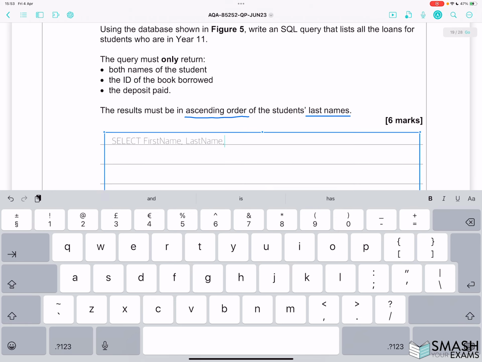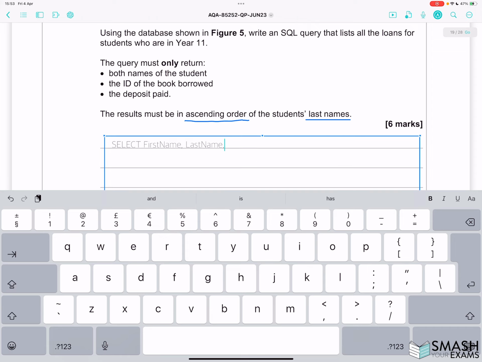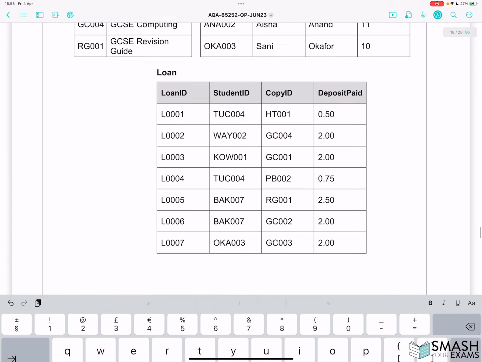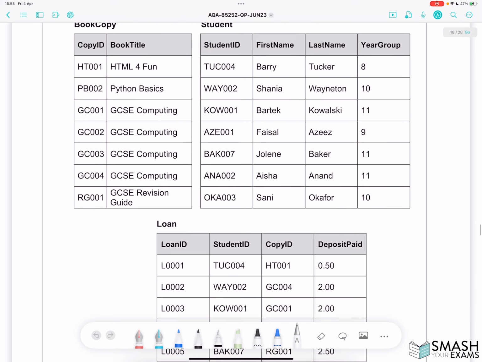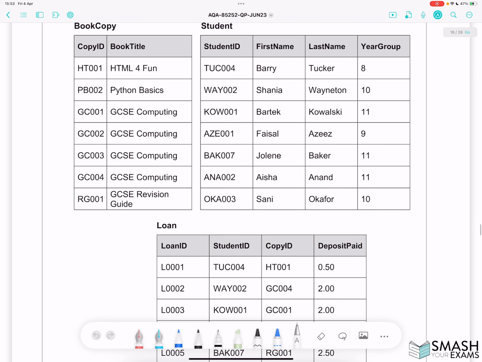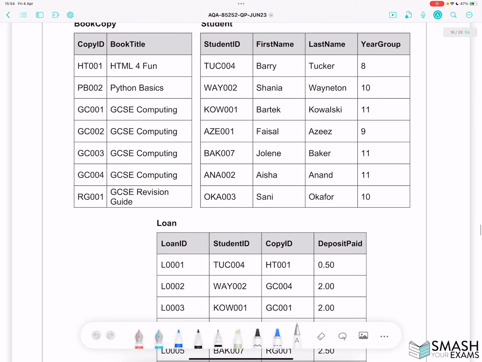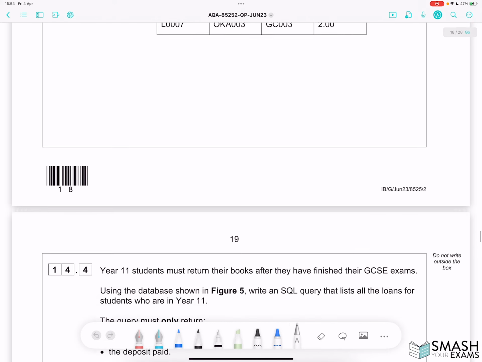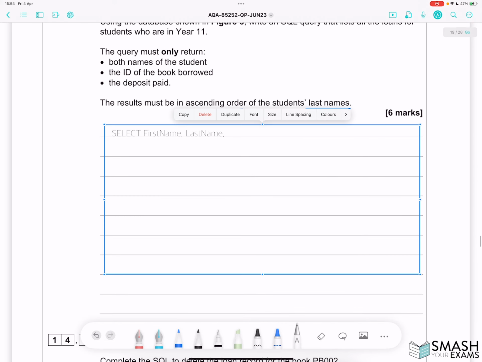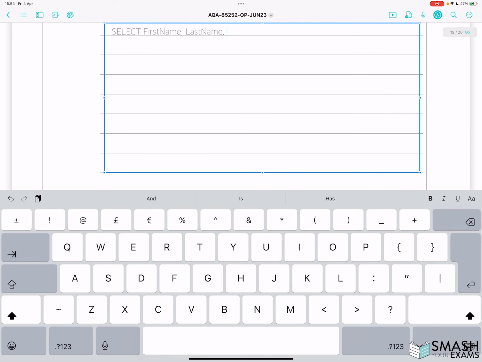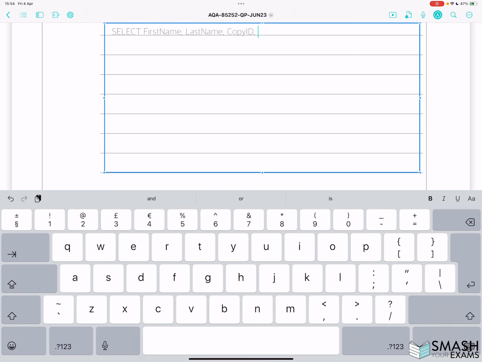What else did we need? It tells us that we also need the ID of the book borrowed. Let me just check that field again. So when they are borrowing something, that is called the copy ID. And we also needed the deposit that they have paid. So we would want the copy ID. And we would also want the deposit that they have paid. Deposit paid.